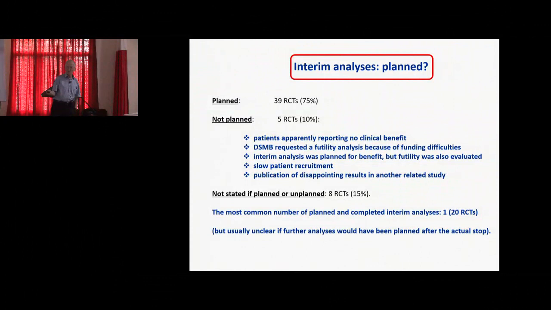There was a group of them where it was not stated if it was planned or unplanned. You know, what do we do about that? That's a problem. And the most common number of planned and completed interim analyses was 1, in 20 out of the 52 trials. But the problem there is we don't know if they might have done more if they had not stopped. So there's a kind of truncation there because the study stopped, and we don't know. They might have done more. And that was usually not very clear at all.